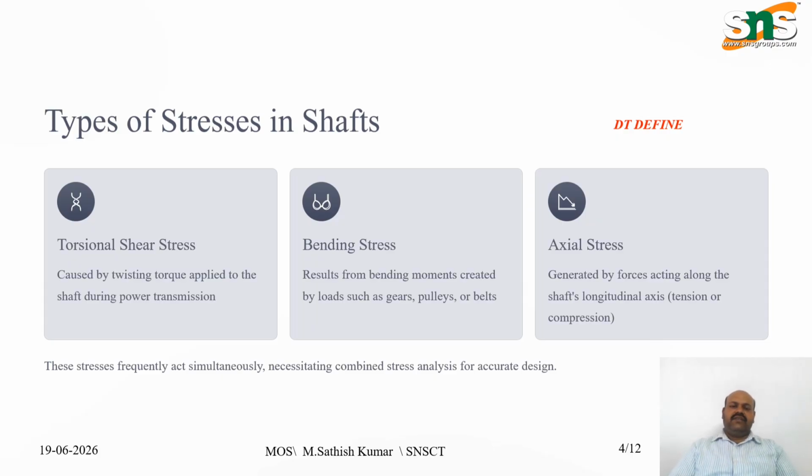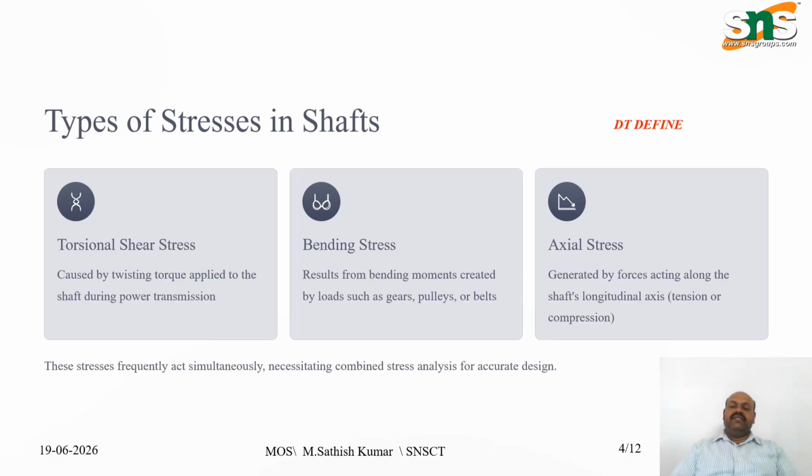So types of stresses: torsional shear stress. We all know it is caused by twisting torque applied to the shaft during power transmission, and bending stress results from bending moment created by the load such as gear, pulleys or belts. So whenever we have, let us take an engine example, and it is built with all these gears, pulleys and belts combinedly, and all these power transmitting elements will supply a stress which makes the shaft to bend. That stress is called bending stress.